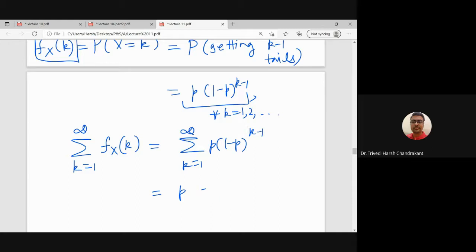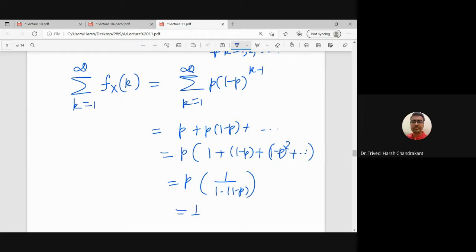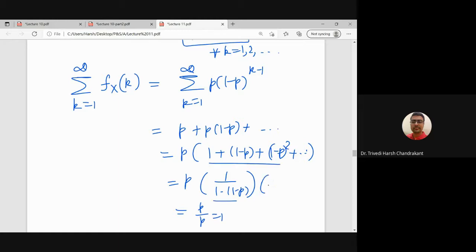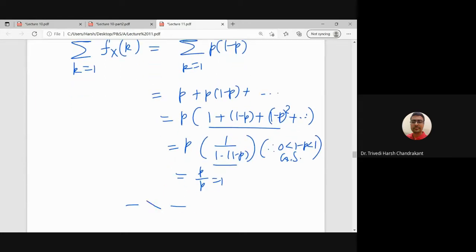Let me expand. I think you already know this, but yes. So this is P plus P(1 minus P), that is P times (1 plus (1 minus P) plus (1 minus P) square). This was discussed earlier. So a upon 1 minus (1 minus P), that is P by P, which is 1. Here we are using the geometric series, this equals this because 0 is less than 1 minus P, which is less than 1. So this is also a probability mass function corresponding to the geometric distribution, and that's why we call it geometric distribution, because it is related to the geometric series.